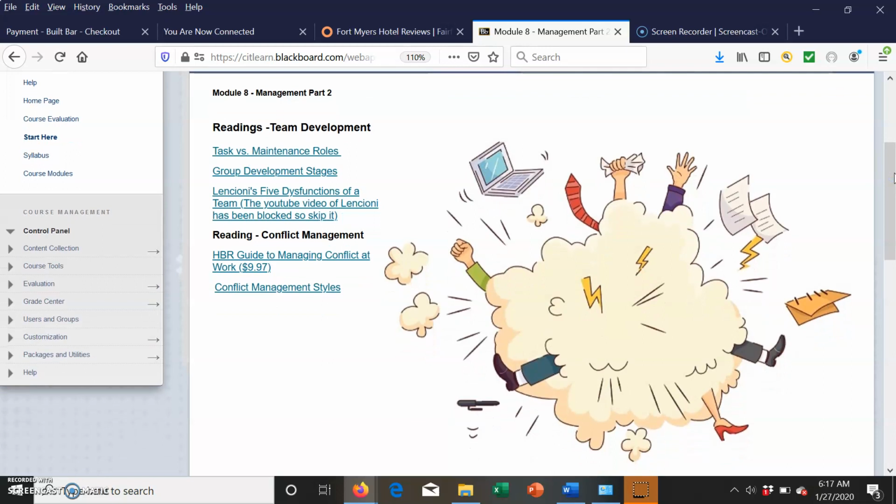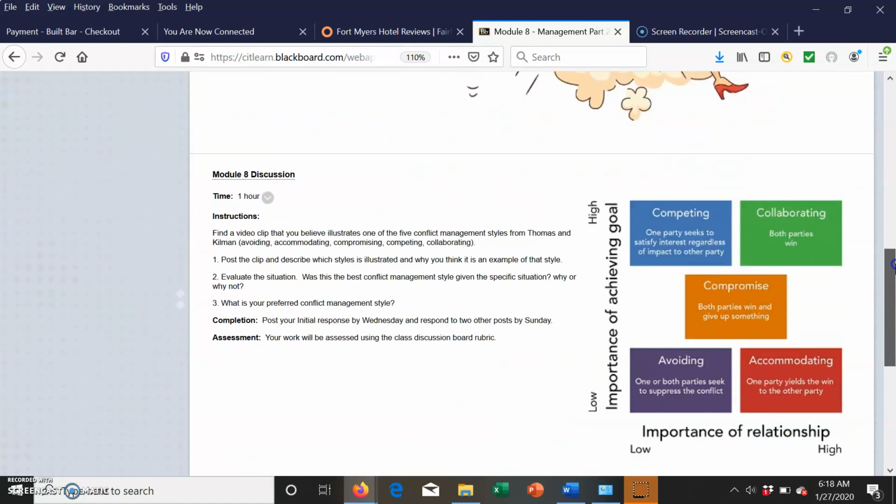The HBR guide is pretty comprehensive. It's got a lot of pages to it, but skim through it, there's not a lot of words on every page. This is a resource I think you can hold on to and use as you get into situations where you need to deal with conflict. And then the last reading helps to identify five different basic, common approaches to managing conflict, and gets you to think about when each is appropriate. There's no one best style for all situations.